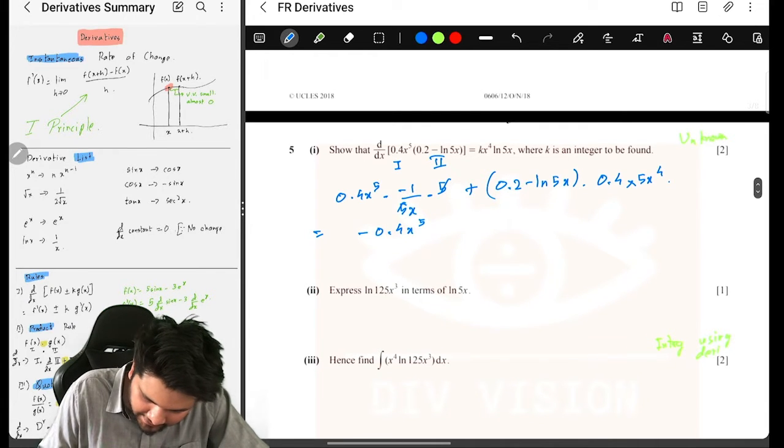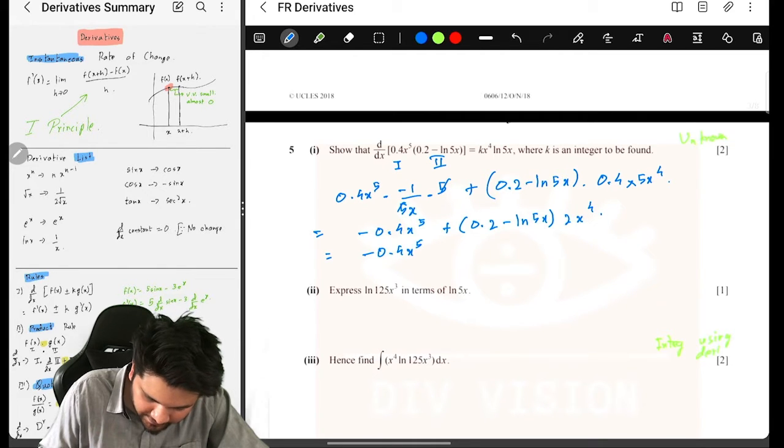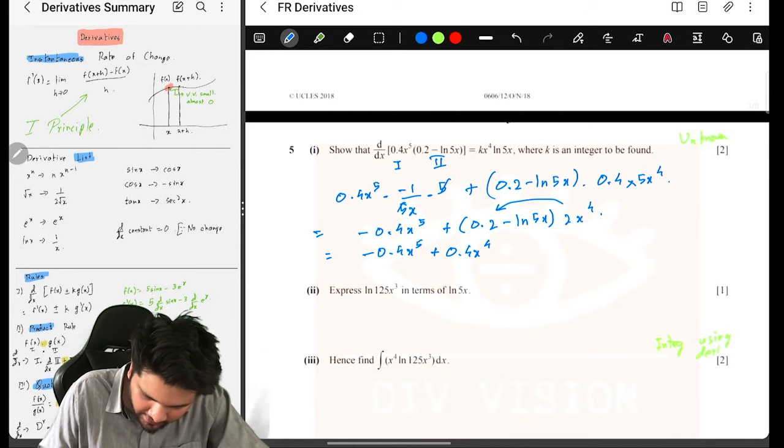Yeah. And then if I multiply this 5 with 0.4, it's going to be 2, so this is going to be plus (0.2 minus ln 5x) multiplied by 2x to the power of 4. At the end of the day, I'll get minus 0.4x to the power of 5. Okay, this 2x to the power of 4 will get multiplied here, so I'll get plus 0.4x to the power of 4 minus 2x to the power of 4 ln 5x.